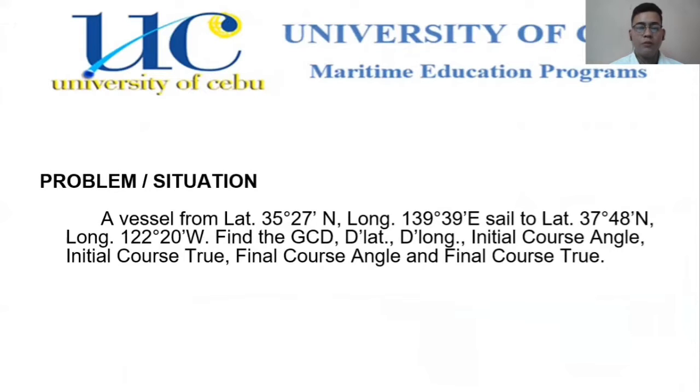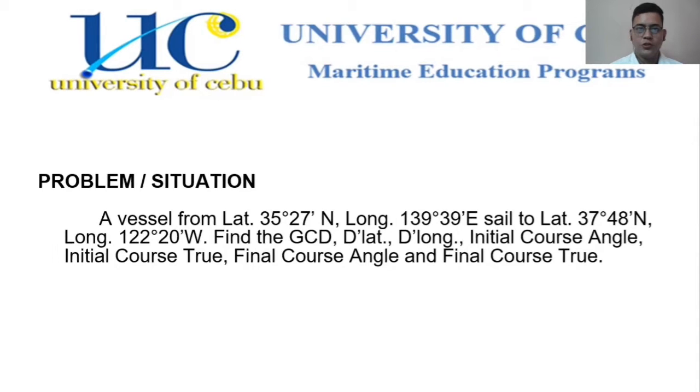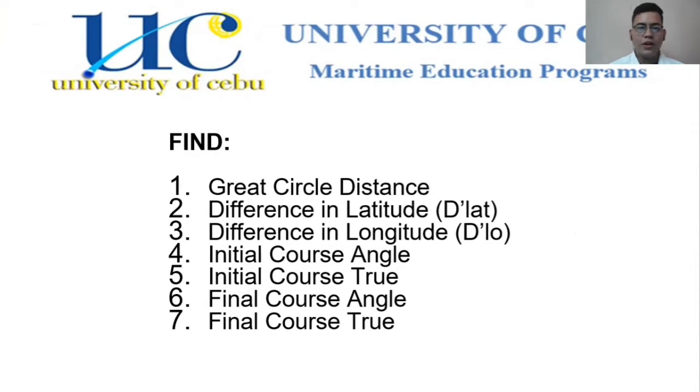So here is the given problem or situation. A vessel from latitude 35 degrees 27 minutes north, longitude 139 degrees 39 minutes east, sailed to latitude 37 degrees 48 minutes north, longitude 152 degrees 20 minutes west. We are going to find the great circle distance, difference of latitude, difference of longitude, initial course angle, initial course true, final course angle, and final course true. Here are the data or values that we're going to get today.